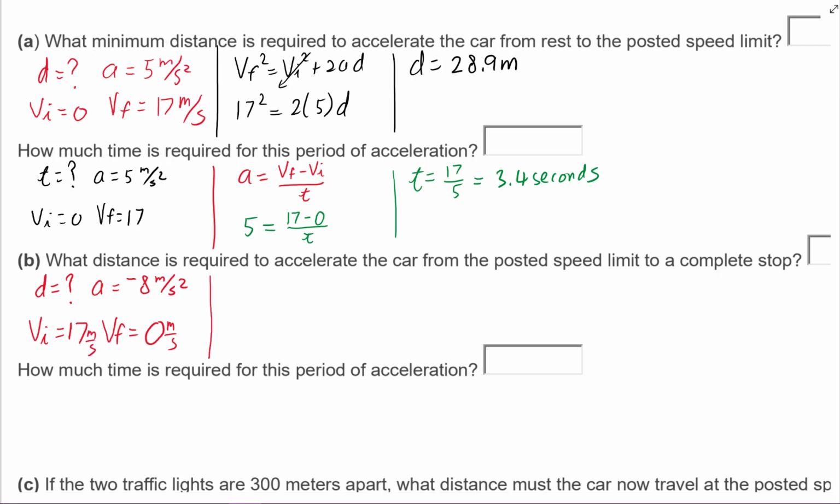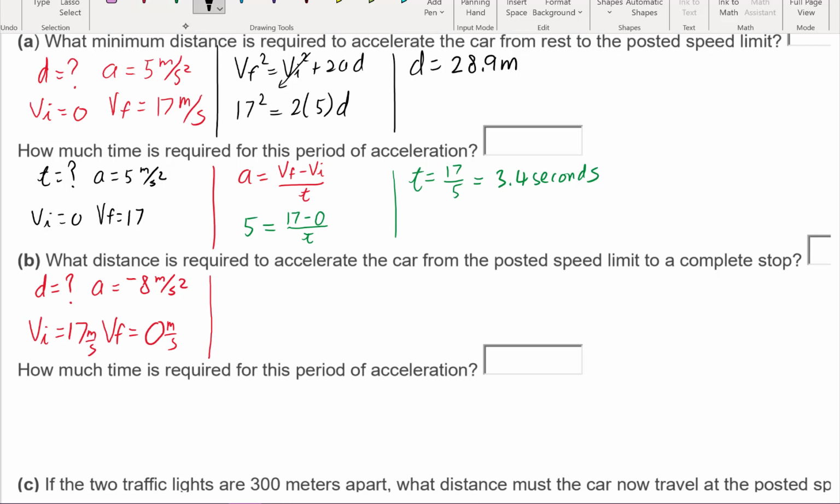So this is going to look very much like the beginning part. We'll use the same formula because we're solving for the same unknown, and then it'll ask for the time again, so we're doing this same part again. A and B look very similar, just a different acceleration.